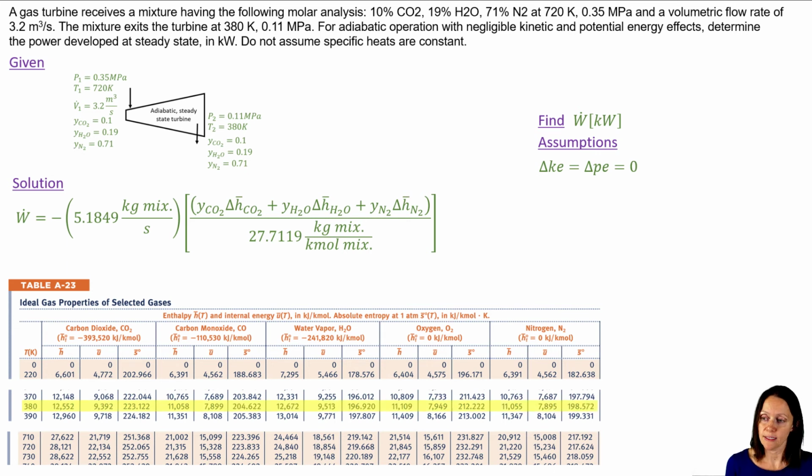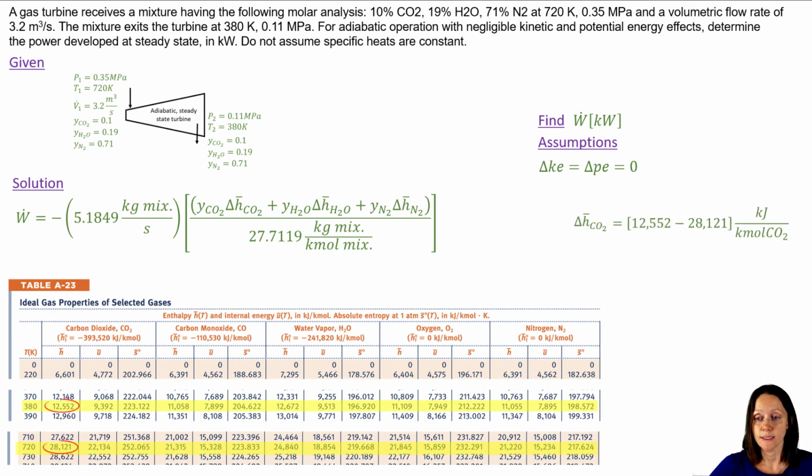So let's look at the temperatures. It's going to be the H bar at T2 minus the H bar at T1. So T2 is 380 Kelvin and T1 is 720 Kelvin. So when I calculate delta H bar for CO2, I've got the H bar at T2, which is 380, so 12,552, minus H bar at T1, which is 28,121, in kilojoules per kilomole of CO2.